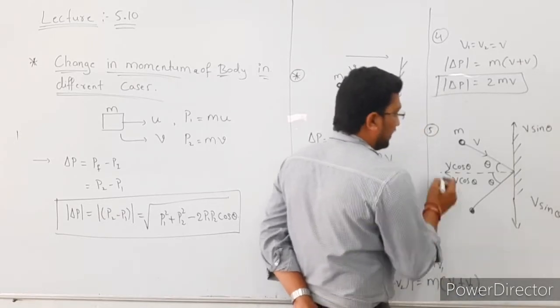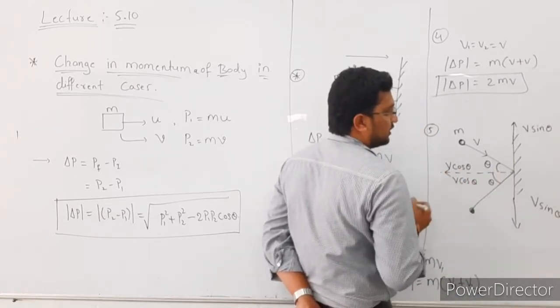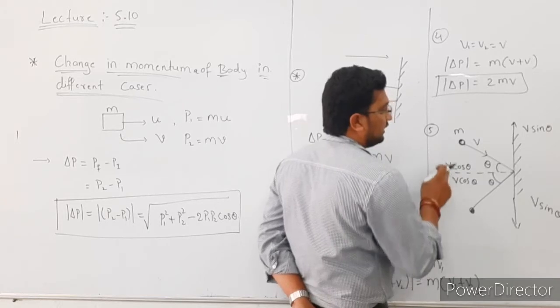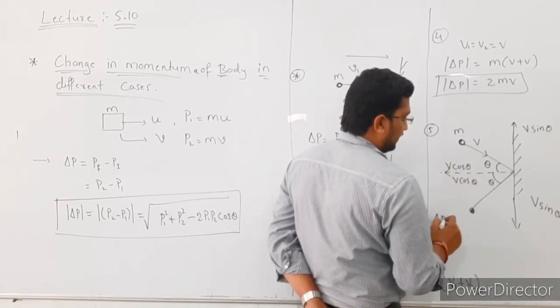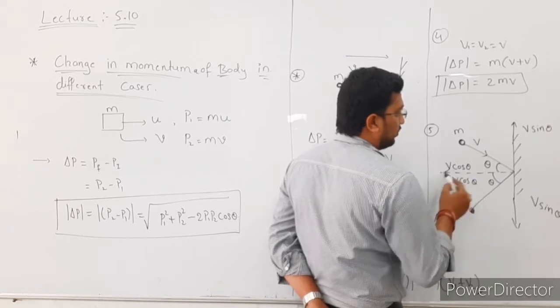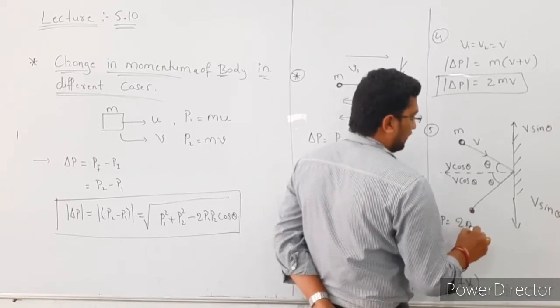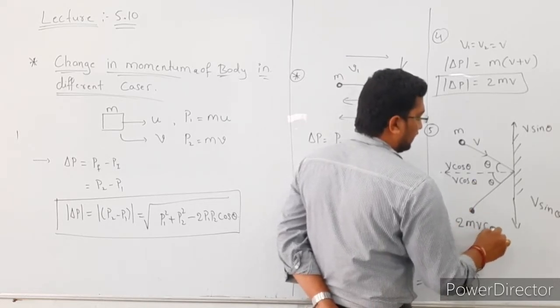So then the change in momentum along this direction, both having the same direction, is v cos theta and v cos theta. So the change in momentum is equal to 2 into m into v cos theta, right?